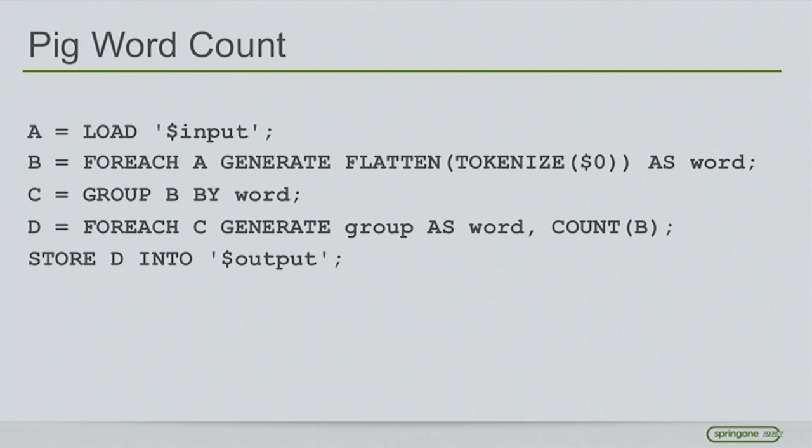so this group by operator creates a thing called group, which is what you grouped by. In this sense, it's word. And I'm going to run through this UDF of count, B. So this will basically iterate through that list of words and count how many things were inside of that bag. And then I'm going to store D into an output directory.